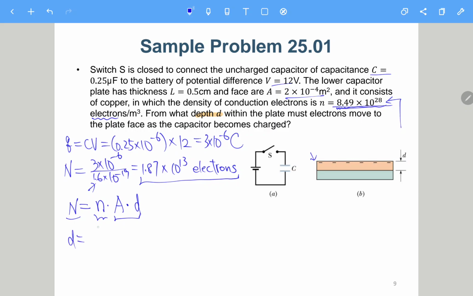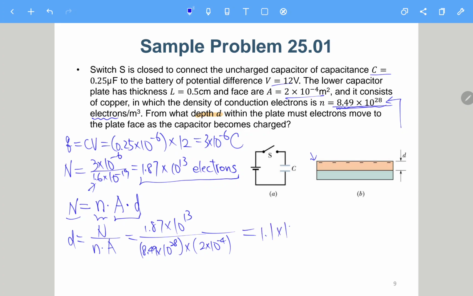So d will be capital N over n times A. N is 1.87 times 10 to the 13 power, and n is this number, 8.49 times 10 to the 28th power, times the cross-section area, 2 times 10 to the negative 4. So this is 1.1 times 10 to the negative 12 meter. You can imagine this is really small. This is like a picometer.